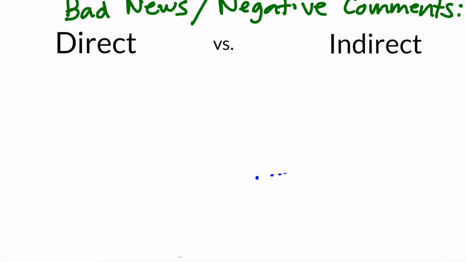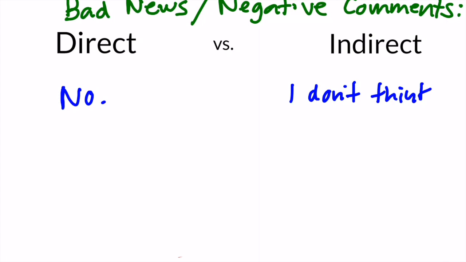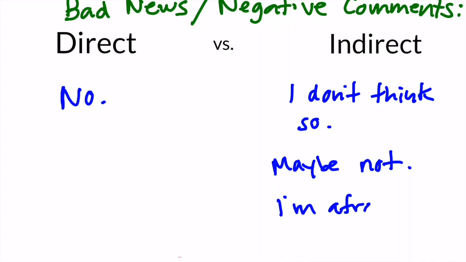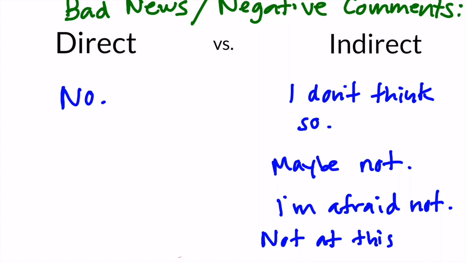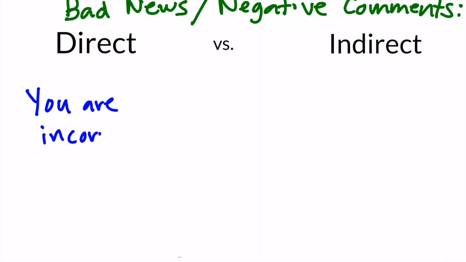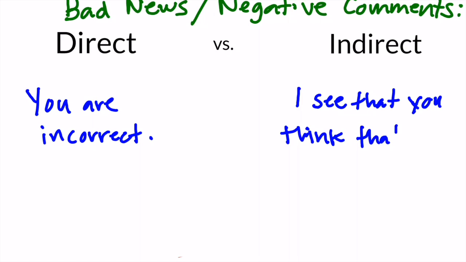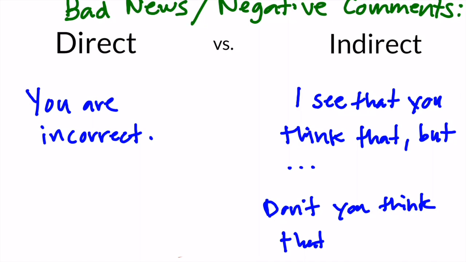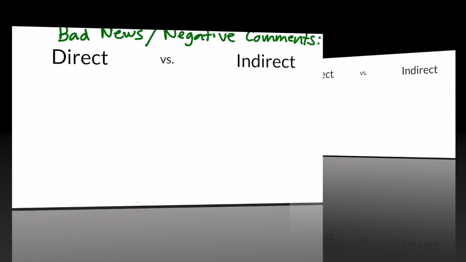To say no to someone or something, try using "I don't think so," "Maybe not," "I'm afraid not," or "Not at this time." To inform someone that they are wrong, you can say, "I see that you think that, but," or "Don't you think," and then state the correct information.